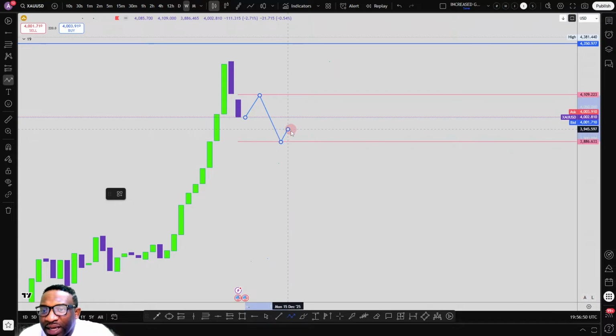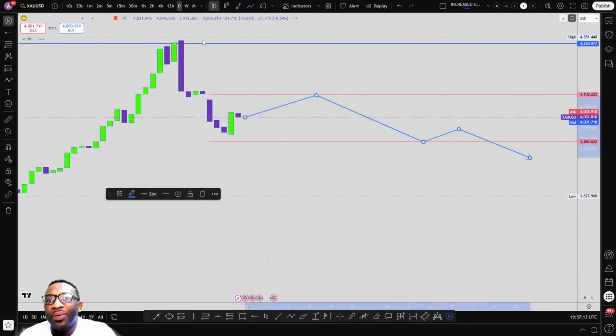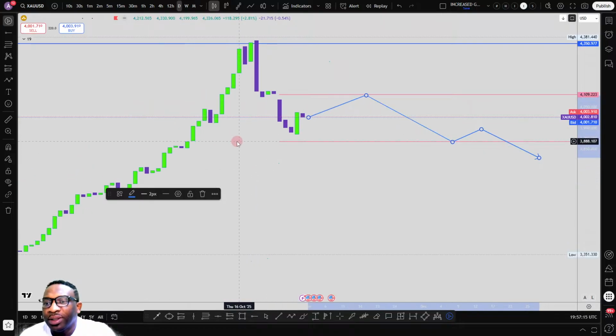Look to the downside, because we've already put in this bearish engulfing candle. So that bullish engulfing candle we had on the daily time frame could be for this correction here. Then we look to the downside. That is what I'm looking at currently on gold.